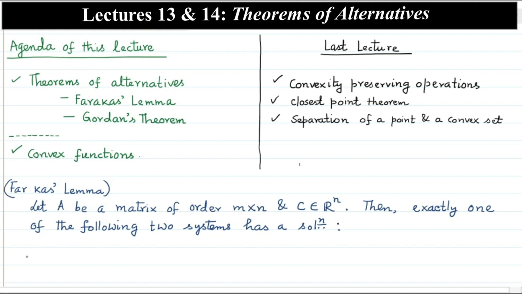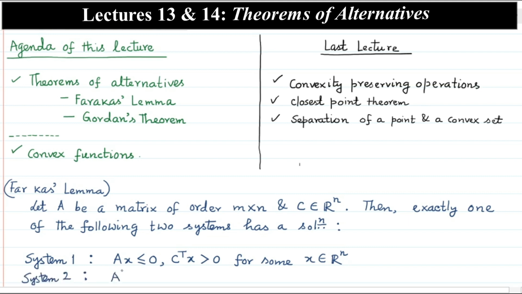System 1 is given by Ax less than or equal to 0 and c transpose x greater than 0 for some x belonging to R^n. Note that system 1 states that there exists one x that satisfies both the inequalities, Ax less than or equal to 0 as well as c transpose x greater than 0. It is not that for all x belonging to R^n there exists one x such that both the inequalities are satisfied.